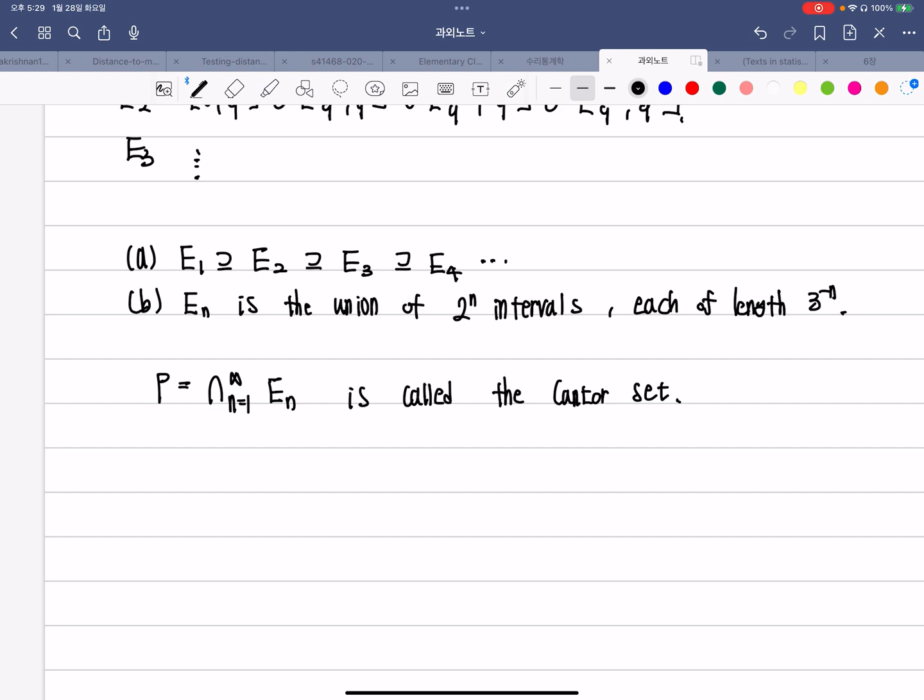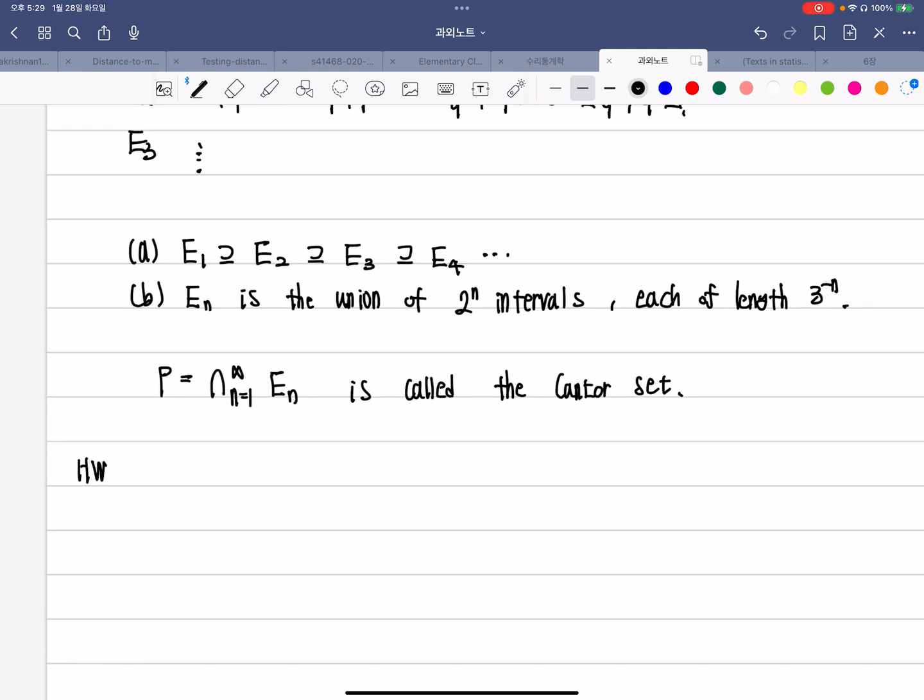So by Theorem 2.36, it is compact. Homework: show that it contains no line segment. Homework: show that it is perfect, so that P is a perfect set.